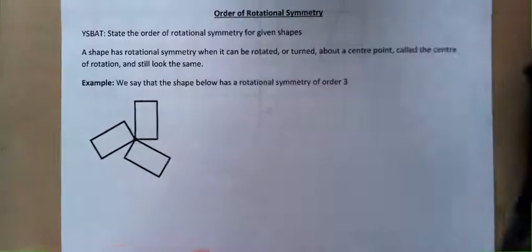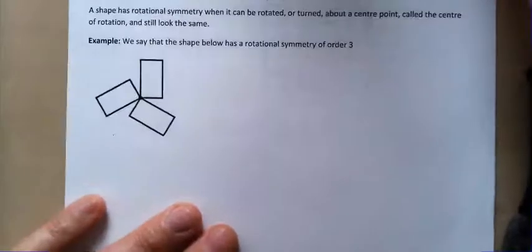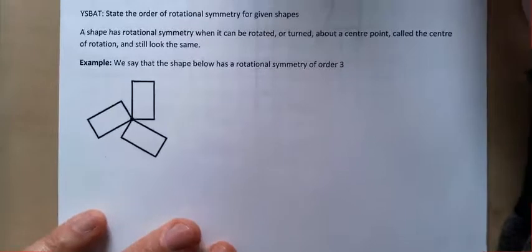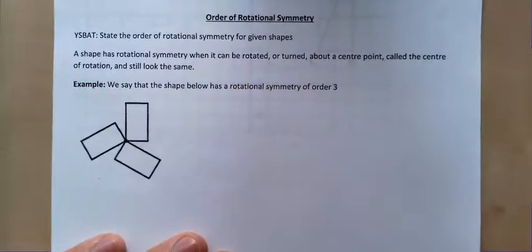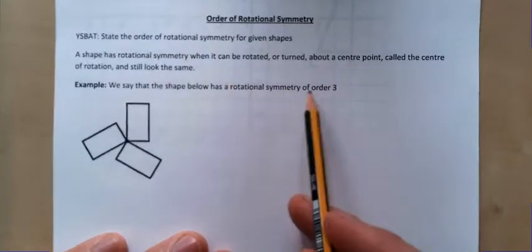This is our year 9 notes, and it's unit 9, and we're looking at rotation. So the first thing is order of rotational symmetry. A shape has rotational symmetry when it can be rotated or turned about a center point called the center of rotation and will still look the same. We said the shape below will have rotational symmetry of order 3.